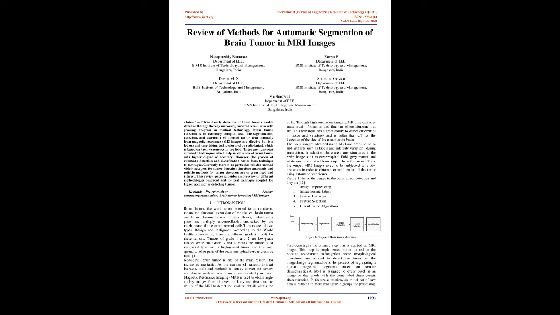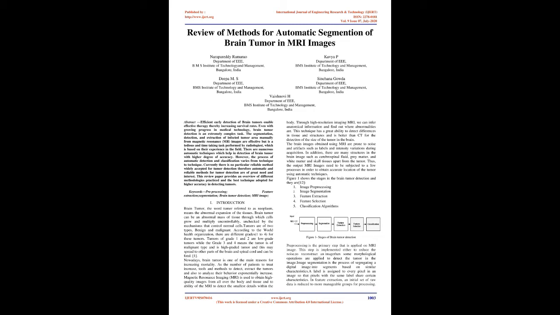Figure 1 shows the stages in the brain tumor detection, and they are: 1. Image pre-processing. 2. Image segmentation. 3. Feature extraction. 4. Feature selection. 5. Classification algorithms. Pre-processing is the primary step that is applied on the MRI image. This step is implemented either to reduce the noise to reconstruct an image, then some morphological operations are applied to detect the tumor in the image.